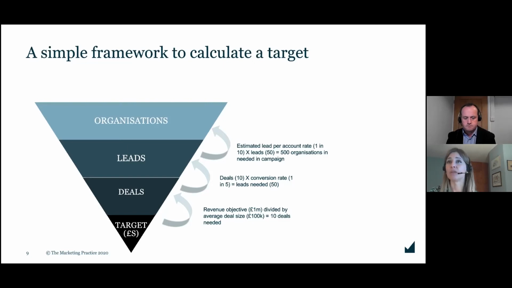And as I say, you might be looking at it the other way around. So say you know what your size of market is, you know what the database is that you've got to go out after. You can then work back with those same conversions to work out roughly what your pipeline target, your revenue target might be for that size of market. So it's a nice basic framework. It's how you can work out an objective.